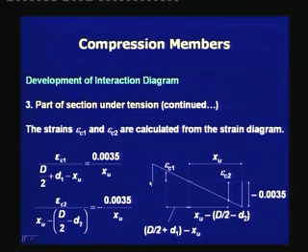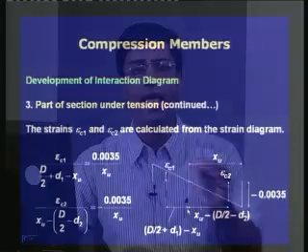The strains epsilon c1 and epsilon c2 are calculated from the strain diagram as follows. Again, these expressions are based on the linearity of the strain diagram, and from similarity of triangles we can find out that given this extreme strain of minus 0.0035 and given the location of the zero strain, which is xu, we can find out epsilon c1. Similarly, we can find out epsilon c2 knowing these distances. Thus, given the distances of Ap1 and Ap2 from the neutral axis, we can find the values of epsilon c1 and epsilon c2.